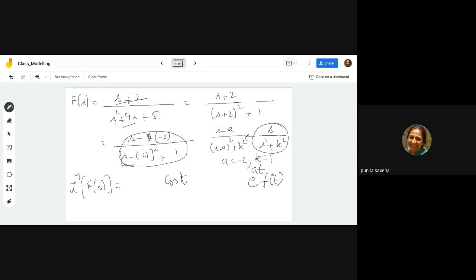So basically what you have to do is, first of all, identify your small f and then multiply it by e to the power at, by identifying your k. That is what we are doing, right? So that means it's cos t, but since my a is minus 2, it will be e to the power minus 2t cos t. Is this clear?